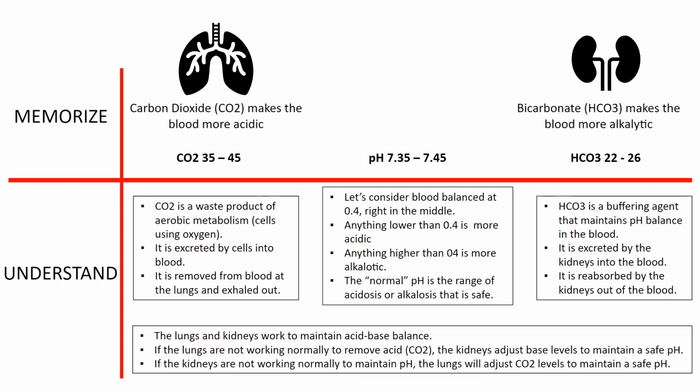The kidneys and lungs work together to maintain pH balance. If the lungs aren't working well enough to maintain a normal pH, the kidneys will compensate. And if the kidneys aren't working well enough, the lungs will compensate.